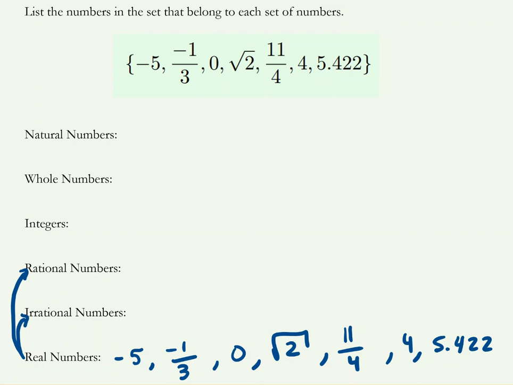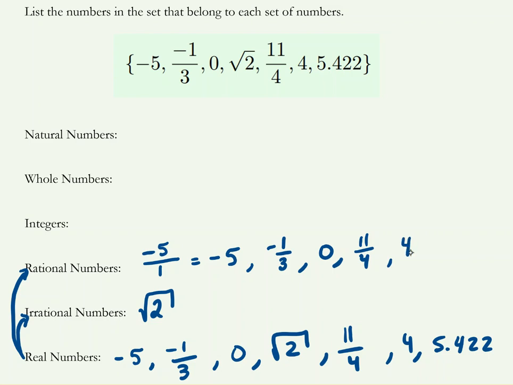Irrational numbers are numbers that can't be expressed as a fraction of integers, and specifically for our class, we're going to look at what we might call irreducible square roots. Specifically, the square root of 2 cannot be reduced any further, so it could not be rewritten as a rational number. That's going to be our irrational. But all these others could be written as a fraction of integers. For instance, any integer, -5, can be written as a fraction by simply dividing it by 1. -5 over 1 is -5. -1/3 already looks like a fraction. We could deal with 0 in a similar way. 11/4 is already a fraction of integers. 4 we could think of as 4 over 1.